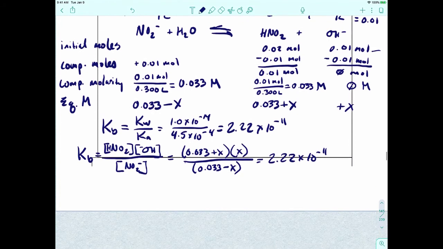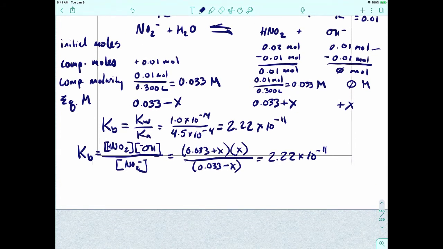Okay, so at this point, we can apply approximations. If we apply the approximation, what we're saying is that X is not really going to change the denominator, 0.033 minus X, or the numerator, 0.033 plus X. Whatever X is going to be, look at the Kb value. It's 10 to the minus 11th, so whatever X is, it's going to be incredibly small. So it doesn't matter really what X is. It's not going to change those concentrations all that much.